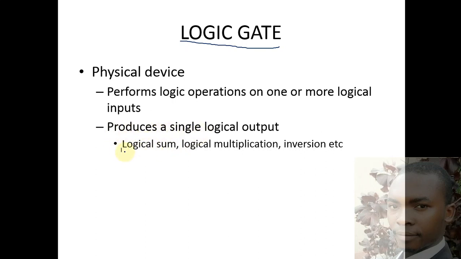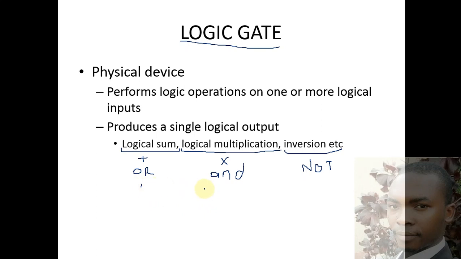This is, for example, the logical sum, then the logical multiplication, and then the logical inversion. The logical sum is the addition, which we call the OR operation. The logical multiplication is a times, and this one we shall call AND. Okay, so this is the AND operation. And then the inversion is going to be the NOT.